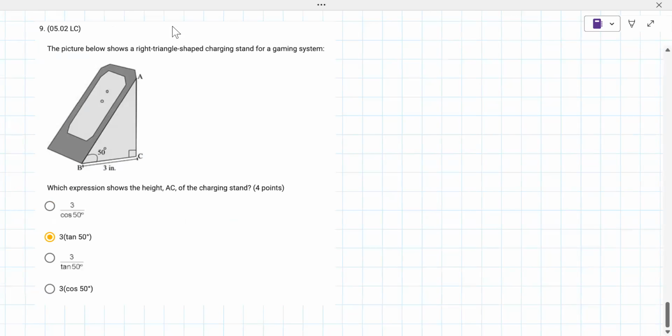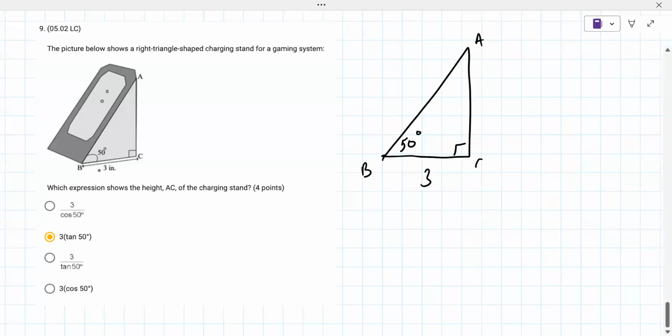Picture below shows a right triangle shaped charging stand for a gaming system. Okay. So again, it's probably best to just draw it with the triangle, and just redraw it with the stuff that you care about, A, B, and C. So they want A to C. You can call that Y if you want.